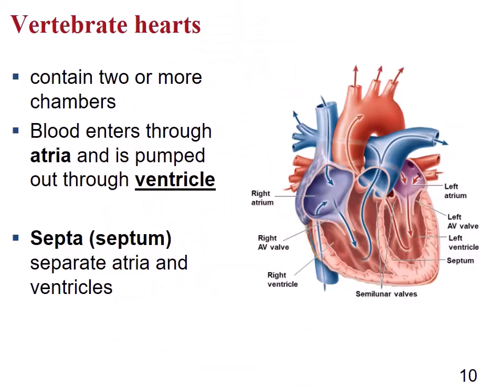So then if we look at vertebrate hearts, they're going to have 2 or more chambers. Blood is going to enter through the atria, and then it's going to be pumped out through the ventricle. Then we'll talk about different kinds of hearts coming up here. And then septa, or a septum, is going to separate the atria and the ventricles.